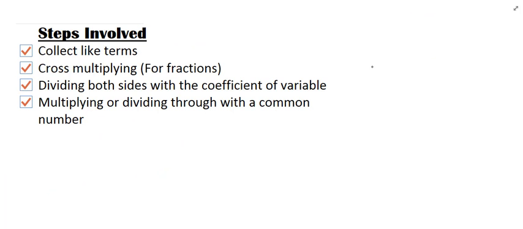Before that, just one more thing. Let's go through the steps involved. One will be collecting like terms. That is just the kind of wording we'll be using here, and for each of the processes I take, I'll make sure I explain it to you very well. So we'll have to cross multiply, but this is basically when we have fractions. We'll also divide both sides by the coefficient of the variable. I'm going to talk about that in the course of the class, and then multiplying or dividing through with a common number. So let's continue.